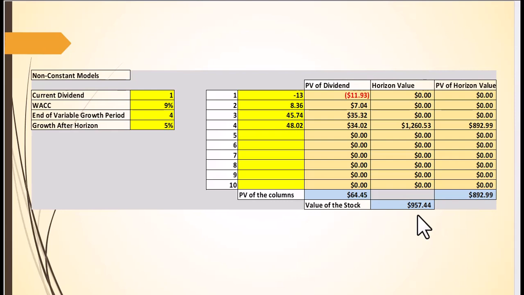So using a non-constant model, we can still apply that information here. Now, what we want to analyze moving forward is what happens if the variables change. Is this a good project or not a good project? And that's where we're going to go in the next video. We're going to analyze this project. What happens if the variables change? Is it a good thing or is it a bad thing? And we'll see you in the next video.